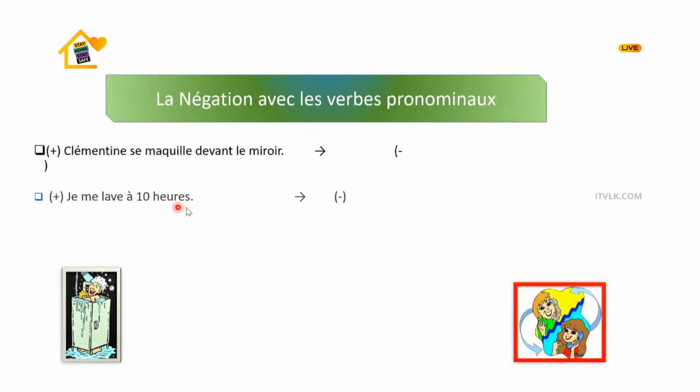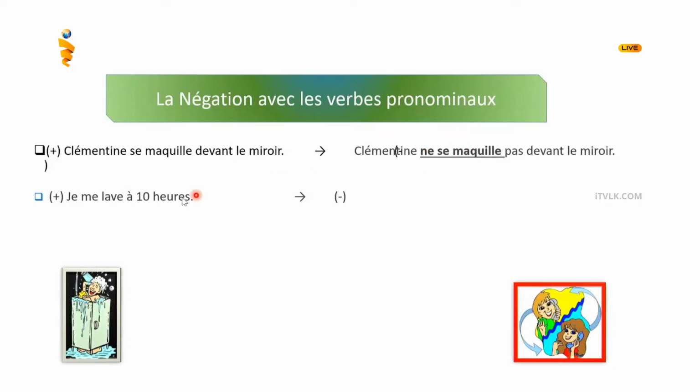Je me lave à 10 heures. I wash myself at 10 o'clock. I take a wash at 10 o'clock. So the negation, Clémentine ne se maquille pas devant le miroir. Why? Because here the conjugated verb is se maquille. You have to include your pronoun even, because that is a part of your verb. So there, ne se maquille pas, before and after the conjugated verb.